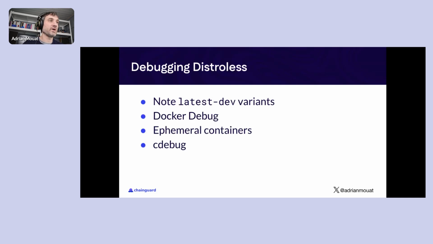Yeah, so when you're debugging distroless containers, be aware that there may be a -dev variant available. If you can use the -dev variant in development or in a test environment, you'll be able to add your own testing tools, etc. If not, try Docker debug or cdebug, or ephemeral containers. I think I meant kubectl debug.